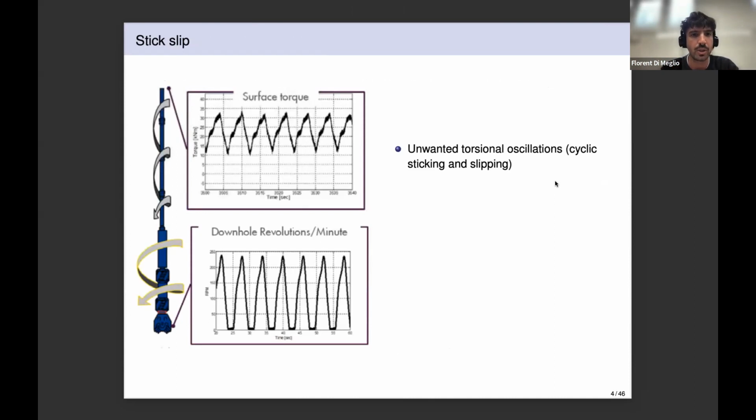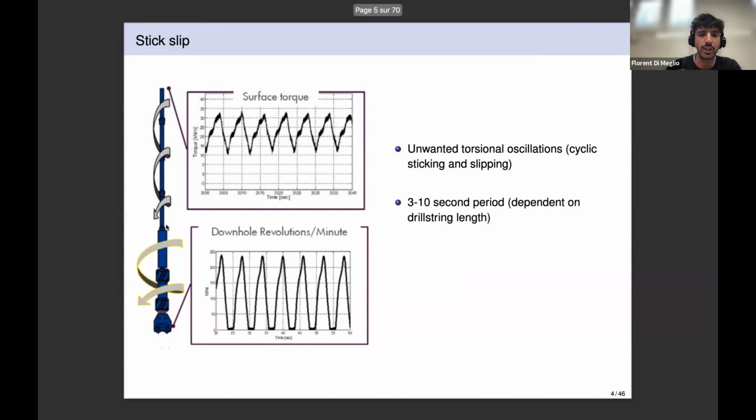I'm assuming that most of you know about stick-slip. Just to be sure that we're on the same page here, these are unwanted torsional oscillations with a cycle of sticking and slipping. So if you look at the plot on the bottom left here, you have a plot of the downhole RPM with phases of stick where the RPM is close to 0, and then phases where the RPM, the bit accelerates a lot.